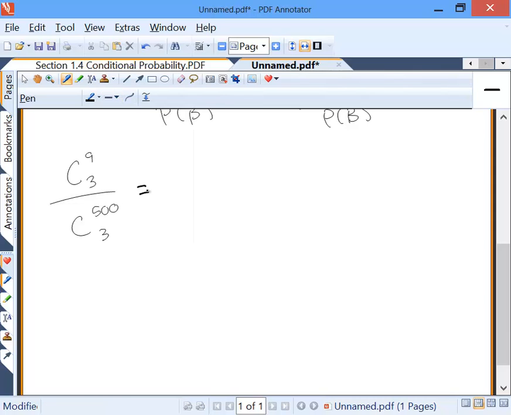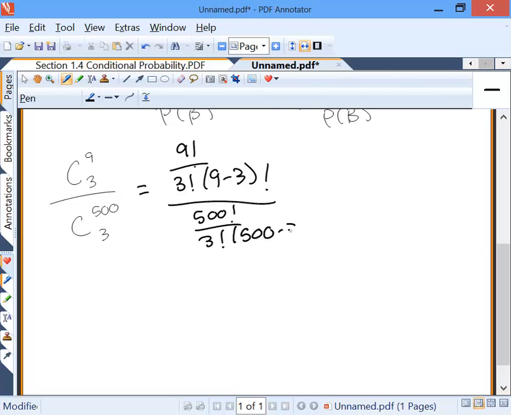So let's figure out and actually write out what this really is. Okay. So use your formula. So this is 9 factorial over 3 factorial times (9 minus 3) factorial, over 500 factorial over 3 factorial times (500 minus 3) factorial. And now we're going to use our math skills, since you should all have them in this class, to simplify this.